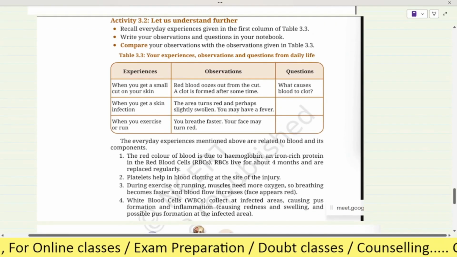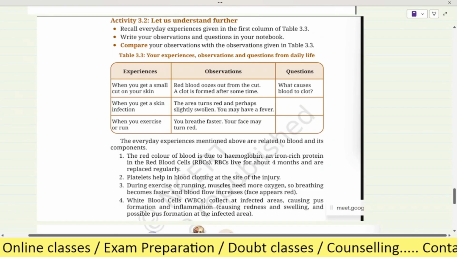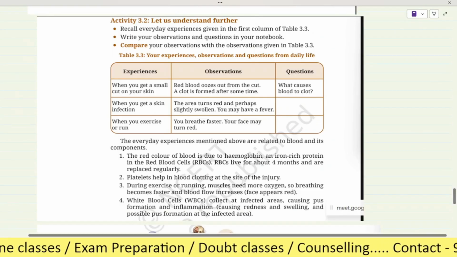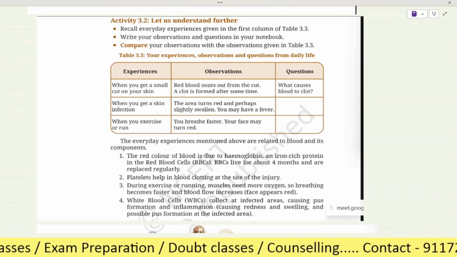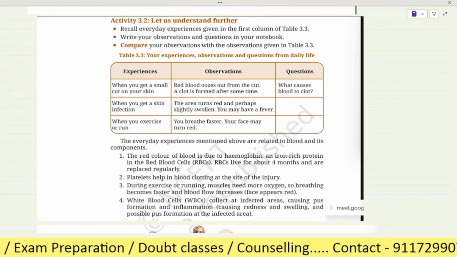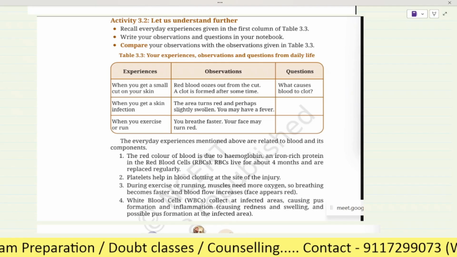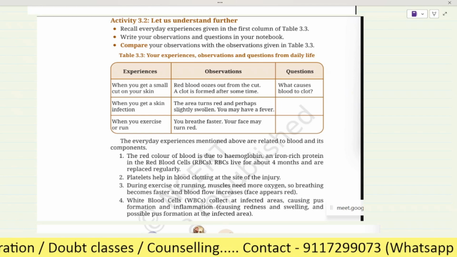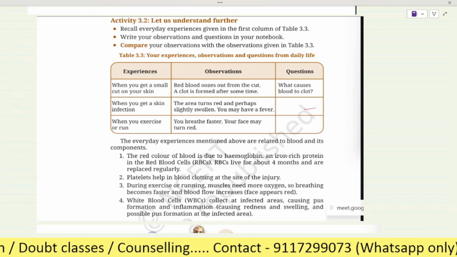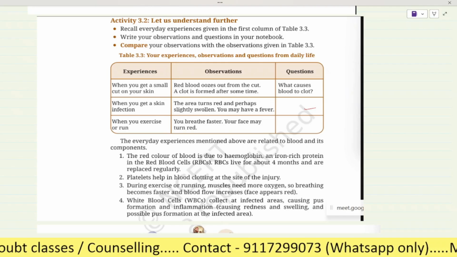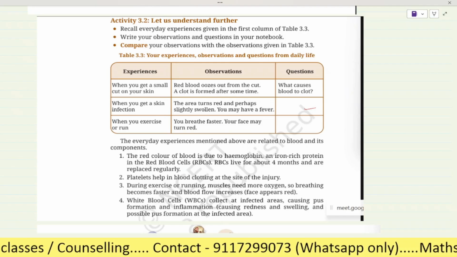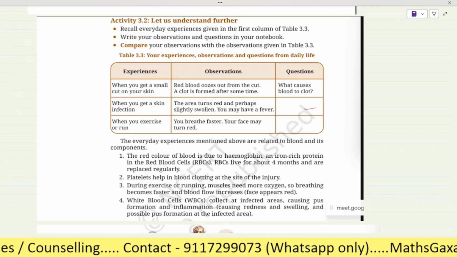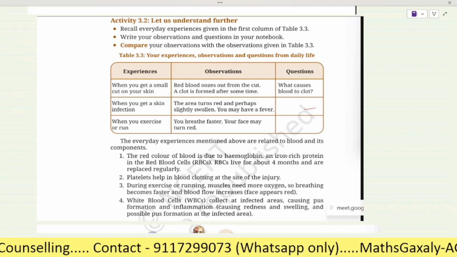And the second is, when you get a skin infection, what will be the observation? The area turns red and perhaps slightly swollen. You may have a fever, right? So a question you can raise based on it is, what causes the area to turn red and perhaps slightly swollen? This type of question.